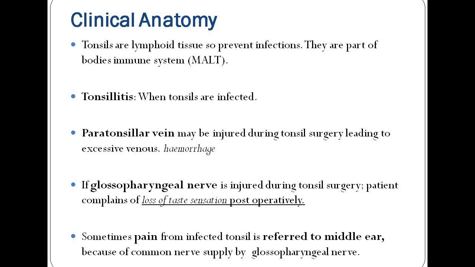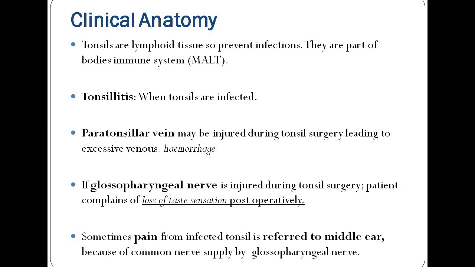Coming to the important aspect, that is the clinical anatomy. Tonsils are lymphoid tissue, so they prevent infection. They are part of the body's immune system. Tonsillitis, when these tonsils are infected, enlarged and erythematous, that is red in color, we know it's acute tonsillitis. If it's recurrent and if it's creating problems for the patient, then we do the tonsillectomy.